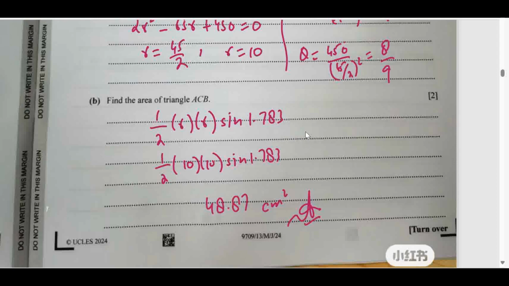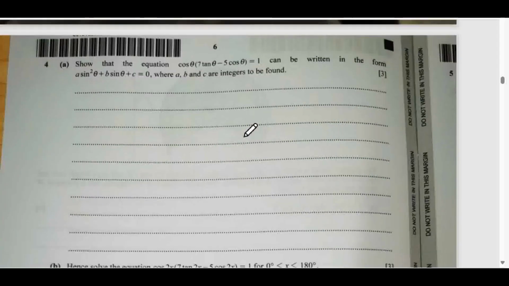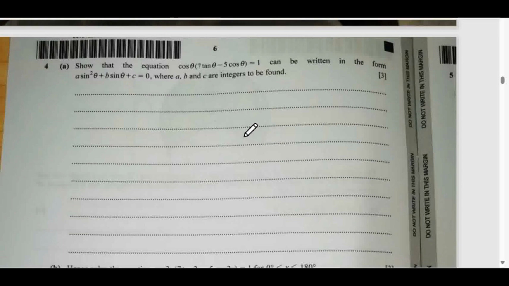Let's move to the next question. Question number 3. Show that the equation can be written in this form. So we need to simplify it in terms of sine. So cos theta into 7 sine theta by cos theta minus 5 cos theta is equals to 1.